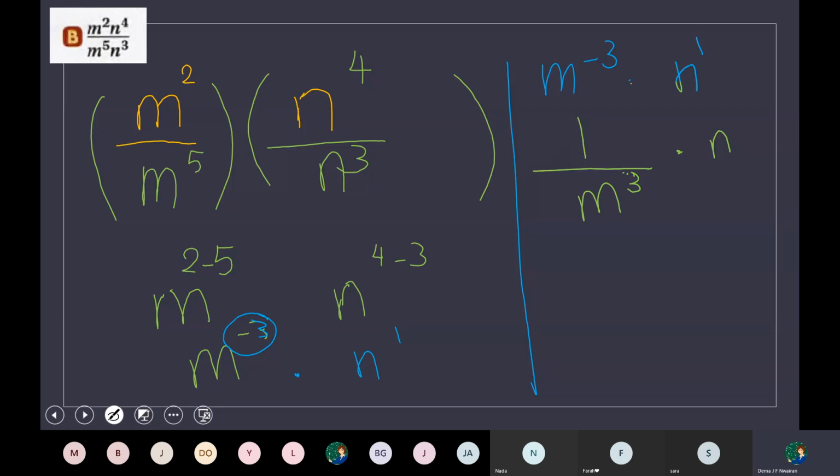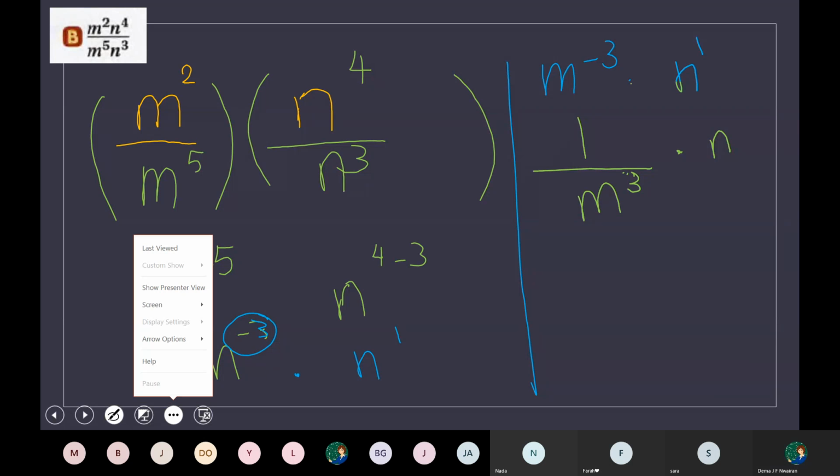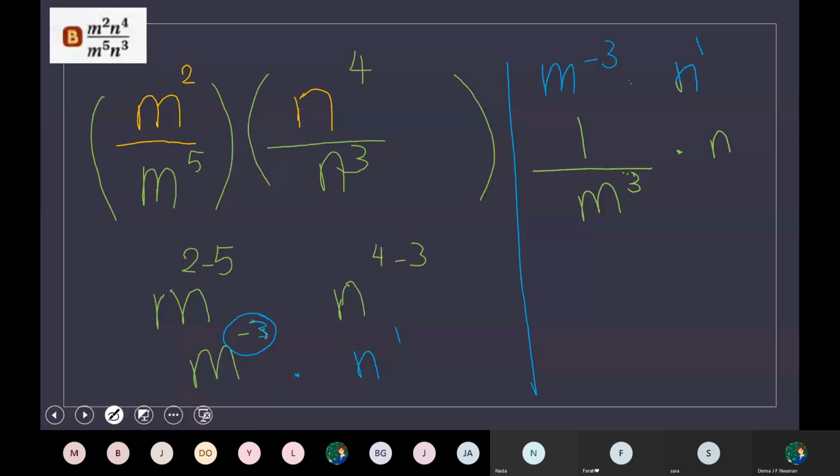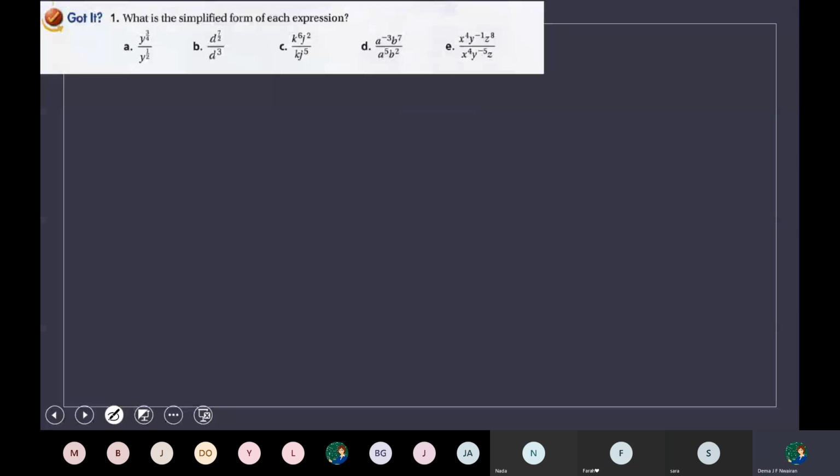Then let's multiply now 1 with n. Let's multiply the numerators. n multiplied by 1 is n over m cubed. Okay, I said the n is n to the power of negative 2. No, no, no, it is positive.